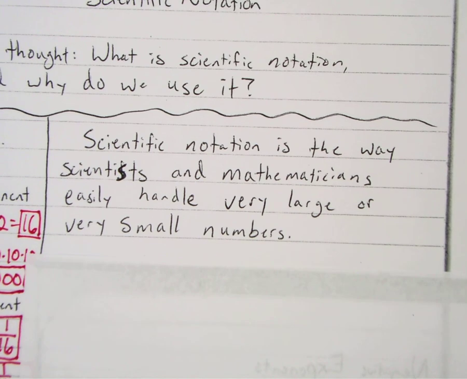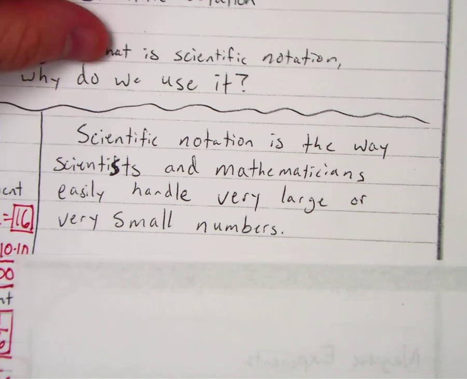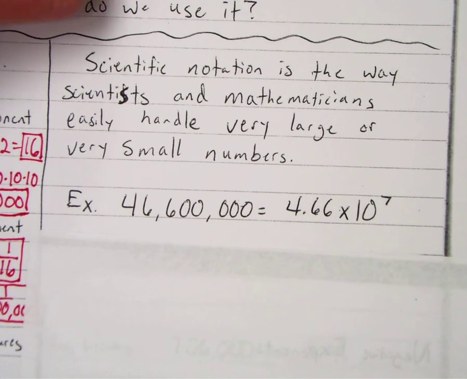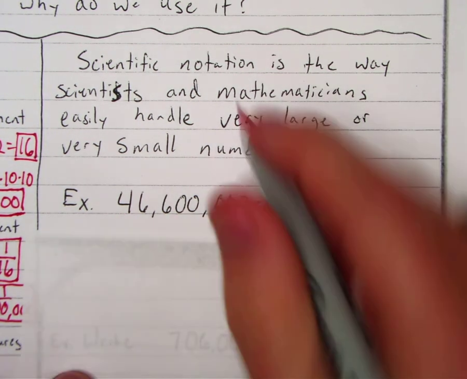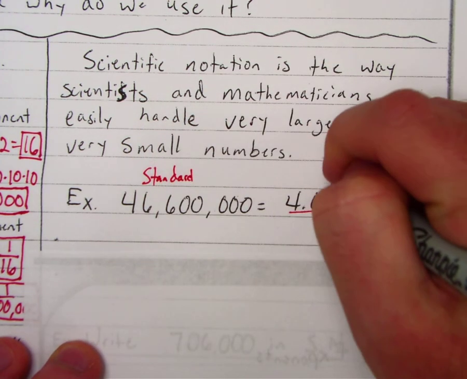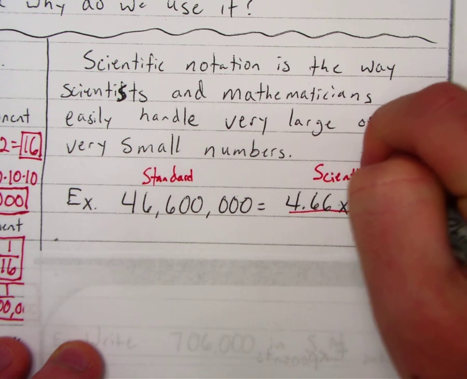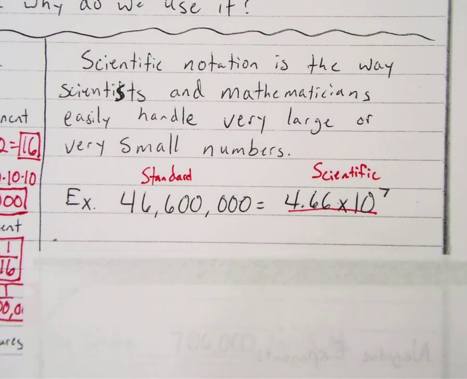Okay. So scientific notation, what is it? Well, scientific notation is the way scientists and mathematicians easily handle very large or very small numbers. So using our example earlier from sig figs, we have 46,600,000, and that equals 4.66 times 10 to the 7th. This right here is your scientific notation. This is your standard notation. I'll write that for you. Standard and scientific. Standard notation and scientific notation.